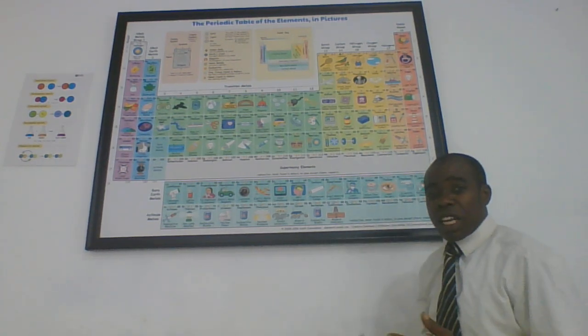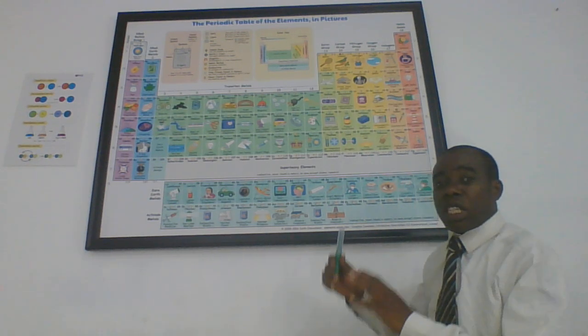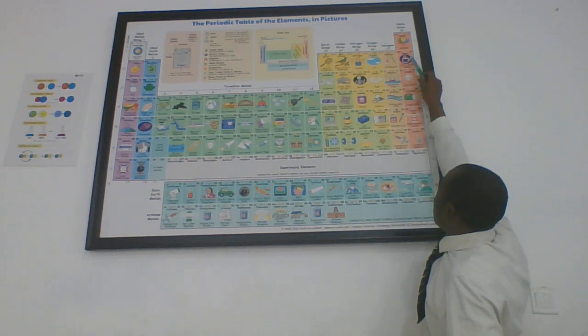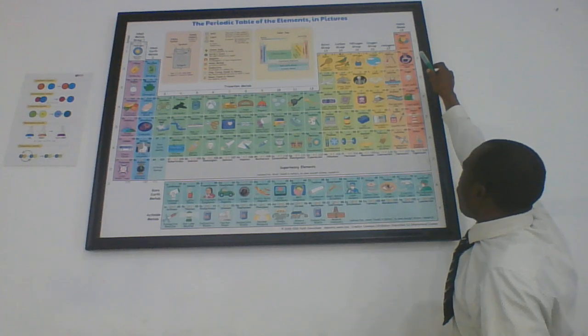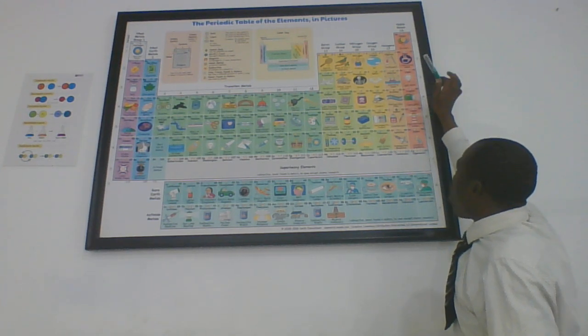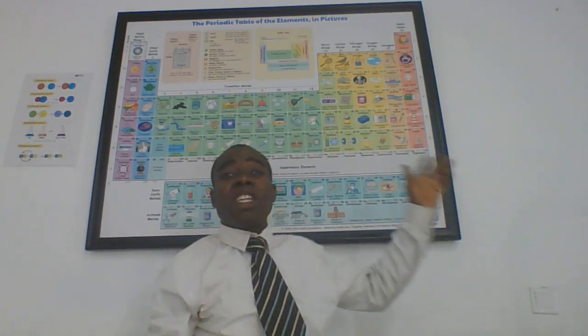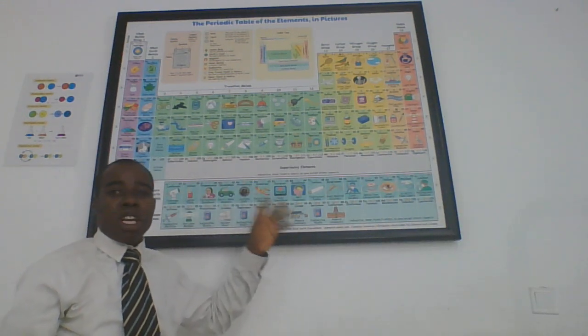Now, lastly, but not the least, we have the noble gases. These are the group 8 elements. And at the right side corner here, we have helium at the top, followed by neon, followed by argon, followed by krypton, xenon, and then radon. These are the groups of elements in the periodic table.